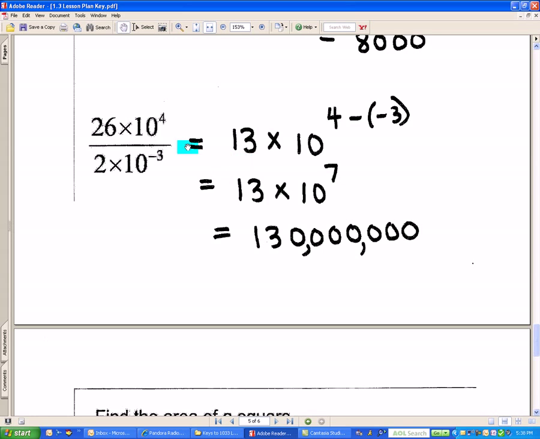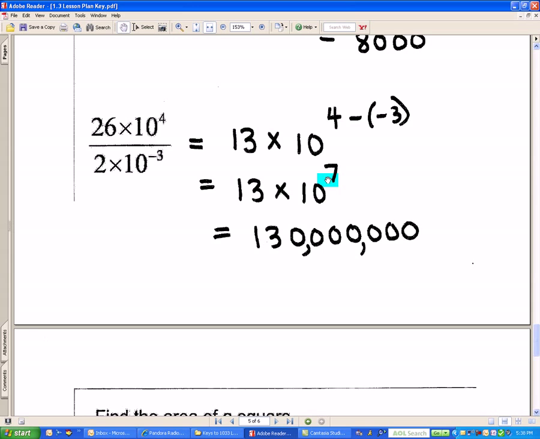Nothing fancy. 10 to the fourth divided by 10 to the negative third. When you're dividing, remember what I've taught you. Laws of exponents say leave the base the same, so 10 is not changed. When you're dividing, exponents get subtracted. Top minus bottom. Top exponent is 4 minus the bottom exponent, negative 3. 4 minus a negative 3 becomes 4 plus 3, which is 7. We end up with 13 times 10 to the 7th.